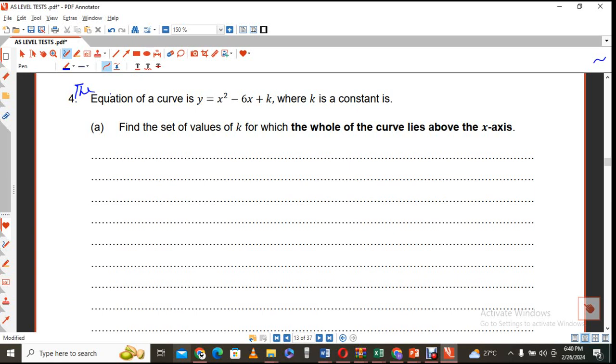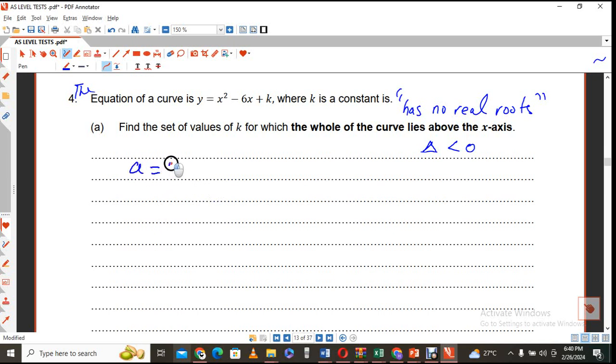x-axis, that means the graph does not intersect with the x-axis, obviously, and it's just another way of saying that the graph has no real roots. And if that is the case, then the discriminant would be less than 0. That's very important.